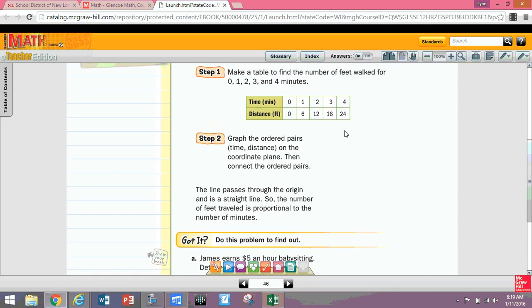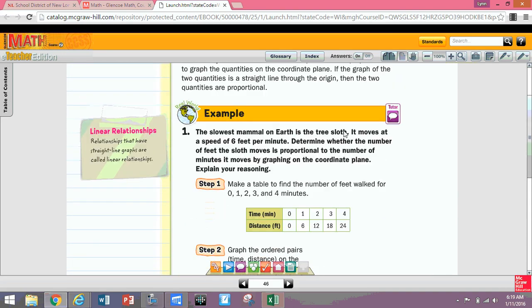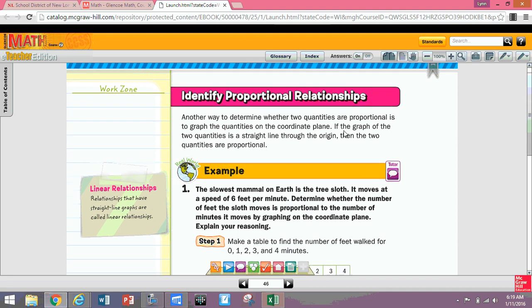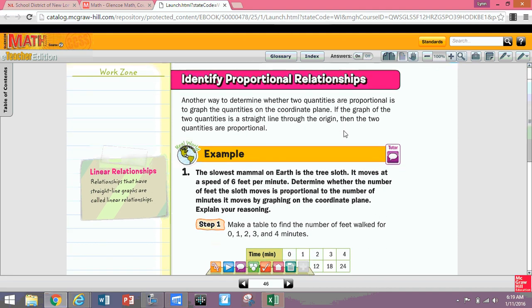If you look at this first example, you'll be determining whether quantities are proportional in terms of their graph. In all of my years of teaching, this is probably students' favorite way to determine if something is proportional or not.